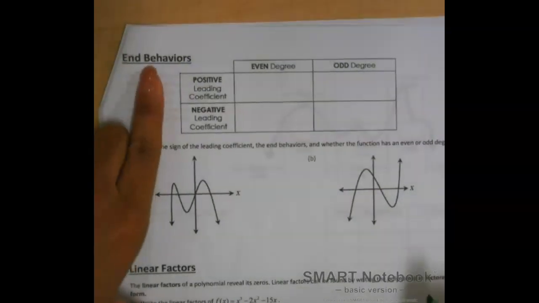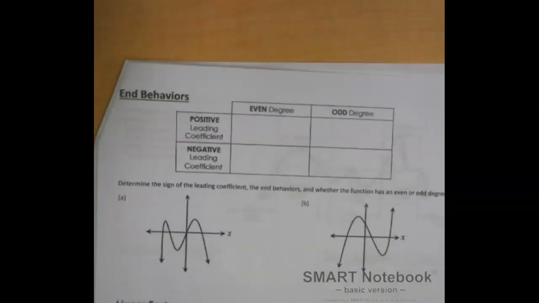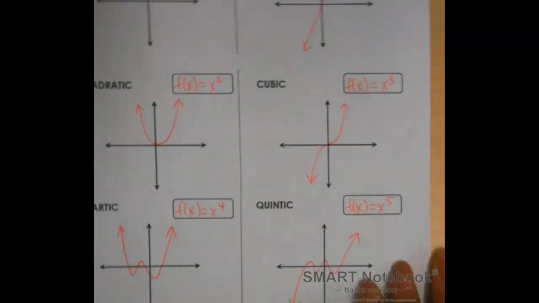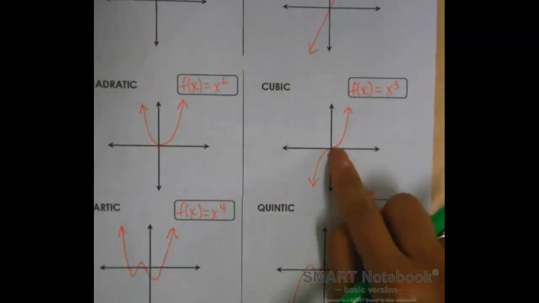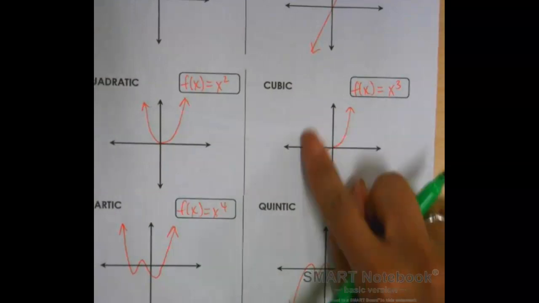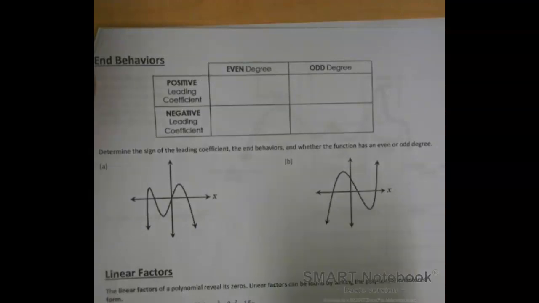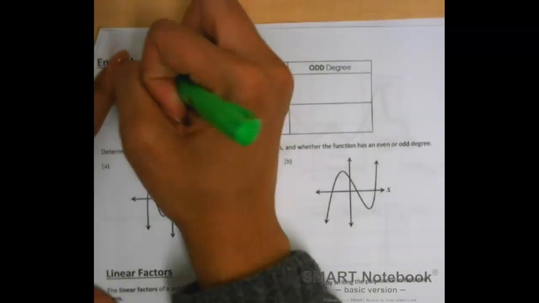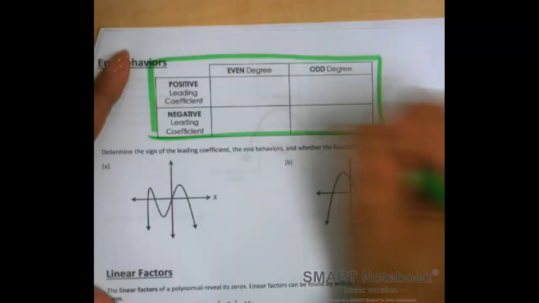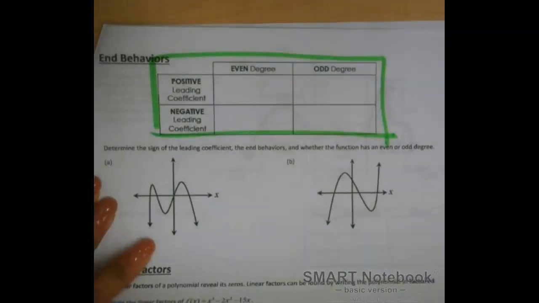First term is end behavior. So the end behavior, and I'm going to kind of flip back to your last page, the end behavior literally says as you graph to the left and right of your x-axis, what's happening in the middle. So first thing I'm going to ask you guys at the very top, if you have a marker of some sort, get it out, and I want you to highlight this box. Just outline it.